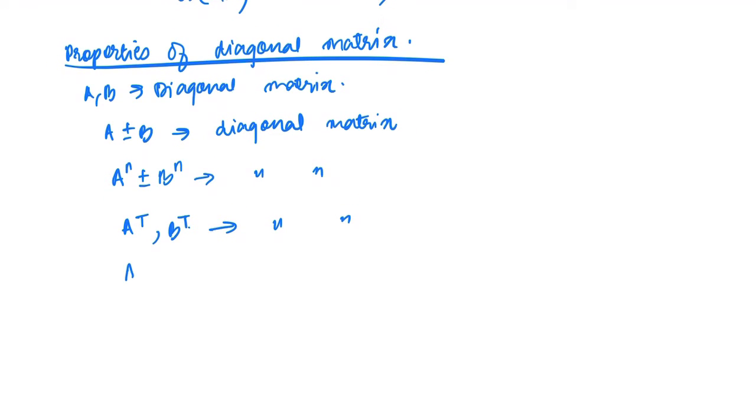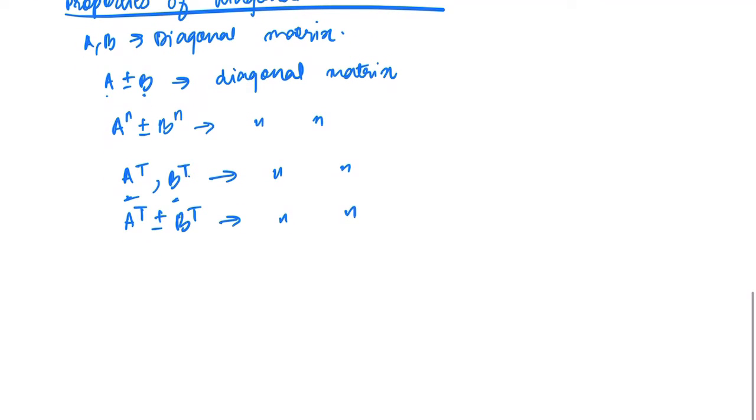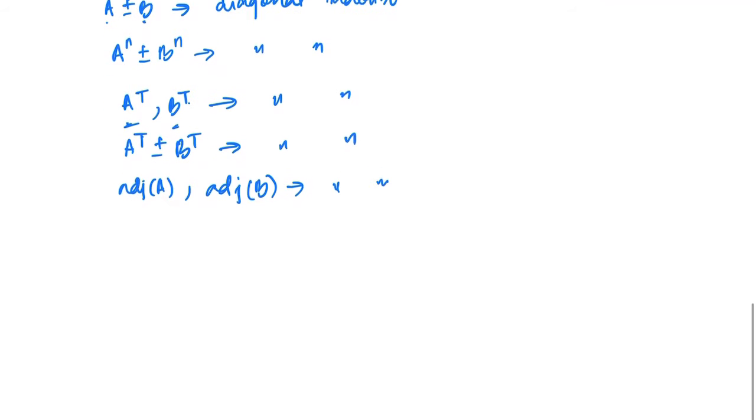And then, since this is also a diagonal matrix, this will also be a diagonal matrix. We already saw that diagonal plus or minus diagonal is a diagonal matrix. So let's just extend it, diagonal matrix. Now, adjoint of A and adjoint of B, what will it be? Diagonal matrix. We'll also see what adjoint is in a minute.